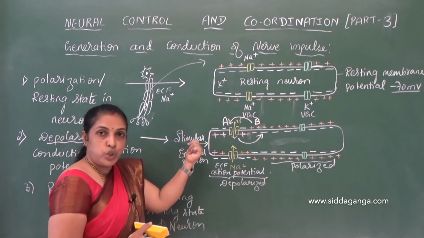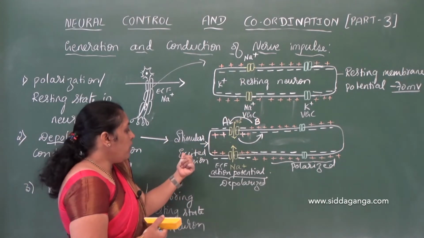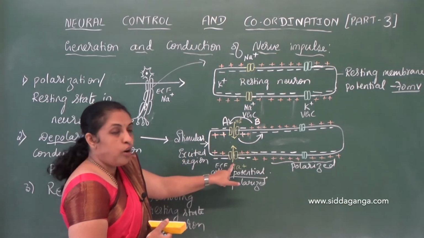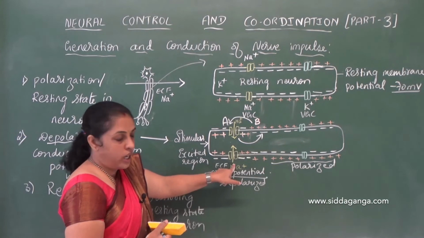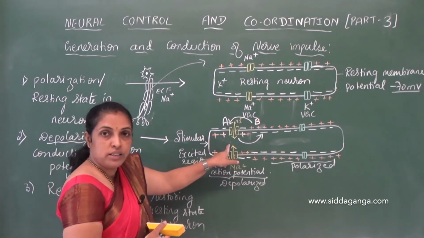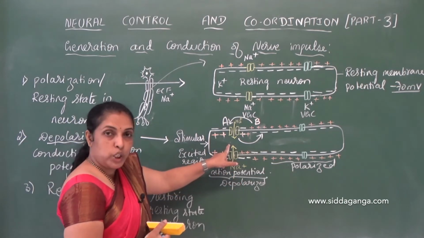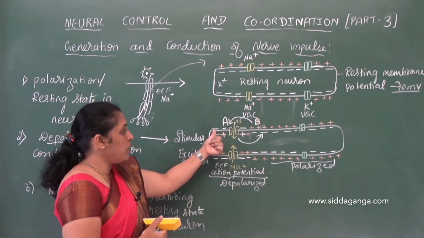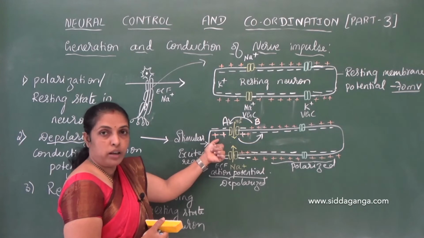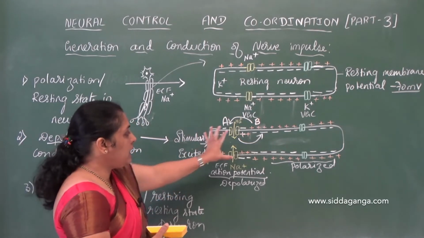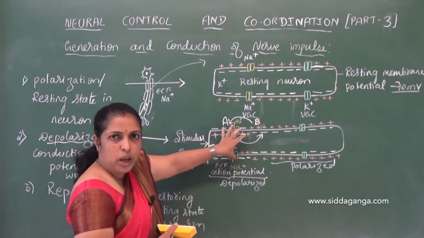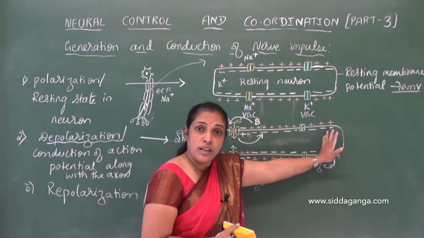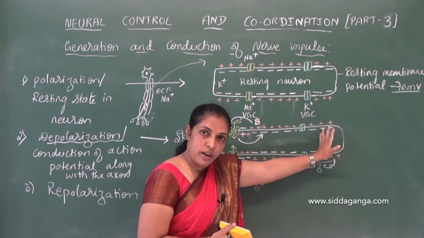When we apply a stimulus, in that excited region we see the opening of sodium voltage gated channels that results in influx of sodium into the axoplasm. That makes reversal of polarity, and the outside will become negative, inner will become positive, and that is seen in a localized area, only a part of the axon. The remaining axon will be at a resting state, or in a polarized state.